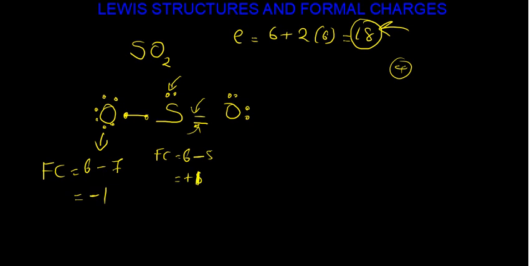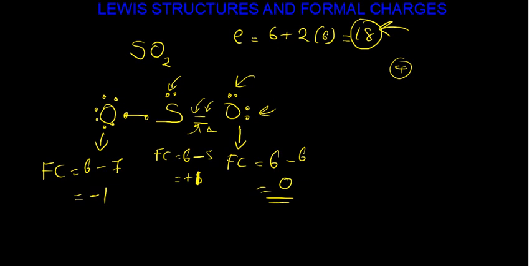And then if we go to this oxygen here, the formal charge is going to be, oxygen is in group 6, it has got 6 electrons in the outermost shell. And then this is 2, 4, and then 5, 6. So that is 6. So 6 minus 6 will give us 0.